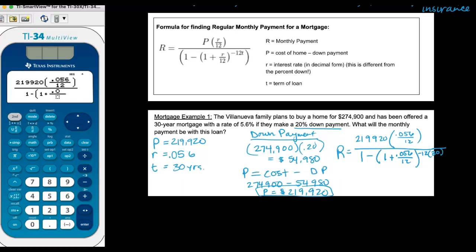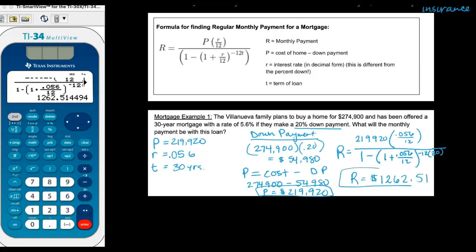And 0.056, go down to the bottom, 12. Make sure you come out of the fraction and then put a parenthesis and then the exponent key. And then negative 12, make sure you use the negative sign and not the subtraction sign because they're different, times 30. And that gives us a monthly payment of $1,262.51.